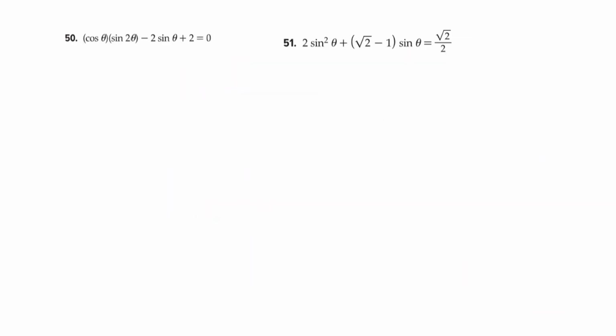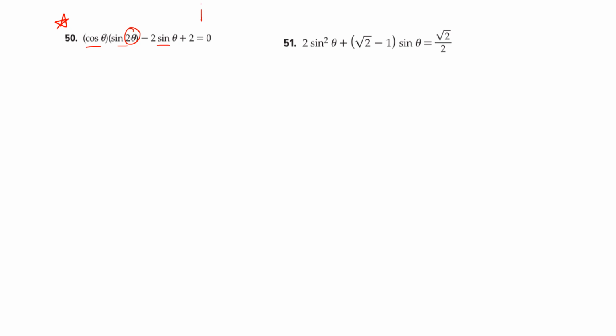Okay, now let's similarly solve question 50. This is a very important question, and so is 51. Let me do 50 for you, and then 51 similarly you can solve yourself. Now if you look at question 50, it has different trigonometric ratios. There's cos, there is sine 2 theta, there is sine theta. So definitely here we are going to use double angle.